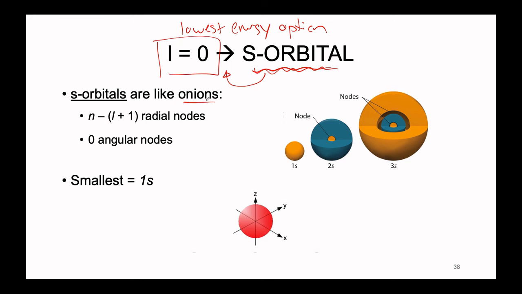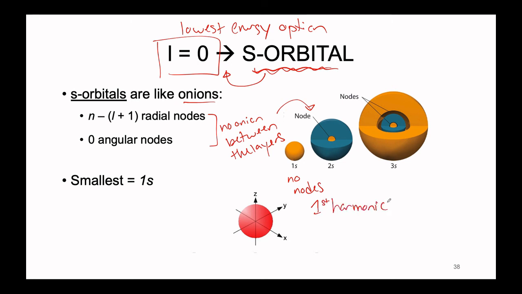Okay, so s orbitals are like onions. There are a number of nodes that we can find inside, and these nodes basically represent where we have no onion. They are between the layers. And we'll describe what both of these break down to in a second. But in terms of picture, we can see on the right, the 1s orbital is the simplest. It has no nodes. Again, this represents the first harmonic in the most simplest and straightforward ways in 3-dimensional space.